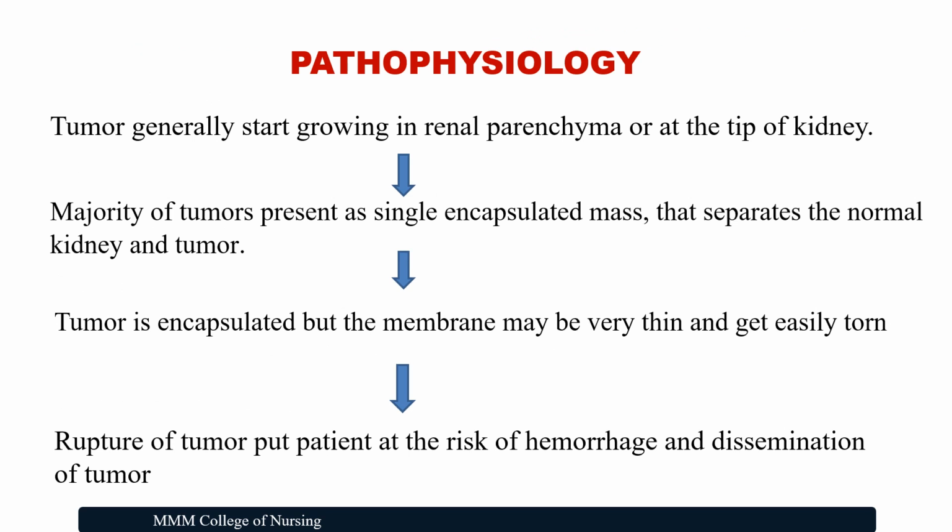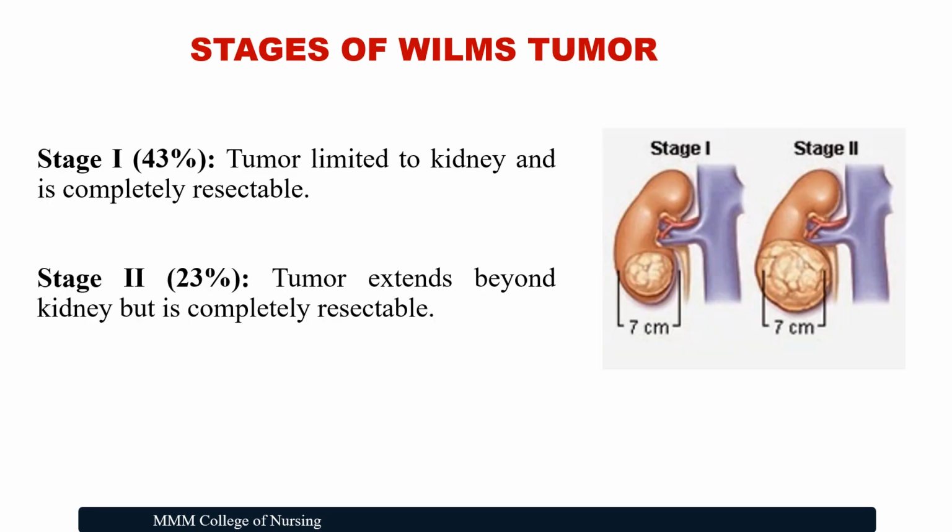And about the pathophysiology, the tumor generally starts growing in the renal parenchyma or at the tip of the kidney. The majority of tumors present as a single encapsulated mass that separates the normal kidney and tumor. Although the tumor is encapsulated, the membrane may be very thin and easily torn. Rupture of the tumor puts the patient at risk of hemorrhage and dissemination of the tumor.